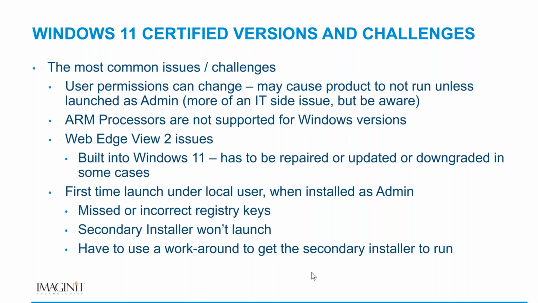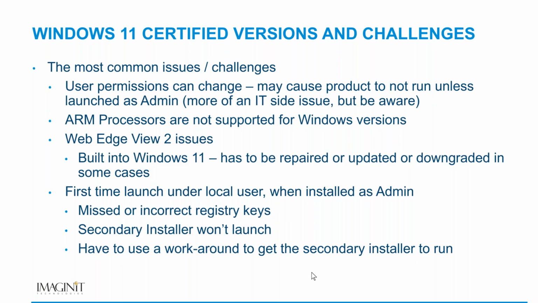The first time launch under a local user: if you've installed as an admin and you turn around and log back in as the user, it will fail. It will either come up and tell you that it's missing a config file, or it will tell you that while your computer meets specifications, it can't run. It's usually missed or incorrect registry keys. The secondary installer doesn't launch, and you have to use a workaround to get the secondary installer to run. I know what that workaround is. It's not terribly complex, but it does require some thought process and some familiarity with the registry editor.